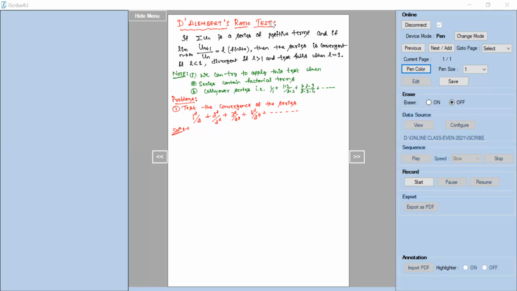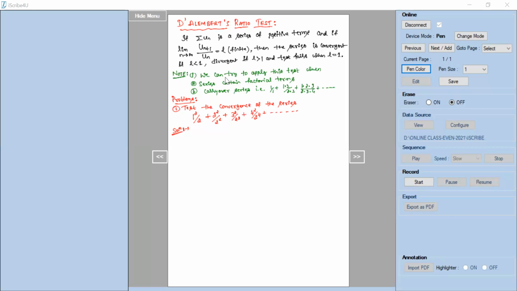Just like the previous one, the Cauchy root test, only this condition is different. There we have the limit as n tends to infinity of un power 1 by n, but here it is the limit as n tends to infinity of u(n+1) by un, the (n+1)th term of the given series by the nth term. If the ratio is a finite quantity, based on its value I can discuss convergence and divergence. If the value is less than 1, it is convergent, more than 1 is divergent, and if L is 1, this ratio test also fails. We have to go for other tests for verification of convergence and divergence.